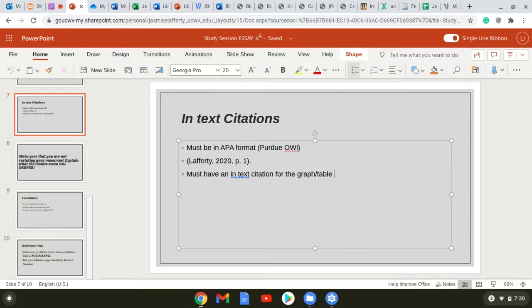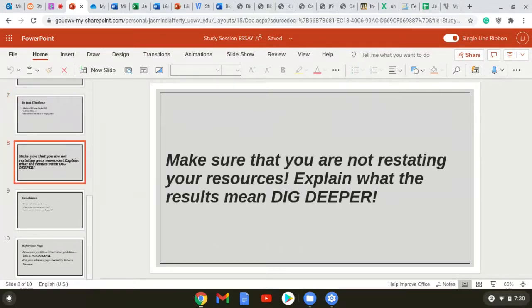So, an example of an in-text citation is Lafferty, the author's last name, comma, the year, comma, the page numbers at page 1. Okay? So this is so important, you all. Make sure that you are not restating your resources. Explain what the results mean and dig deeper. We can read the journal article, see what the methods were and what the results were and how they did it and all of that. We can read all of that.